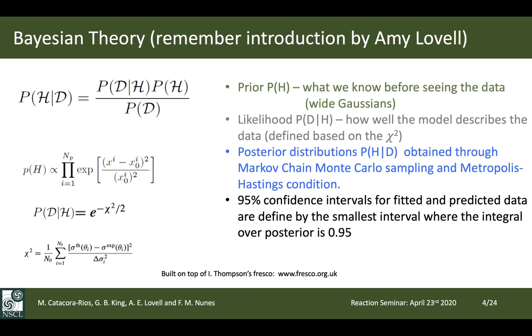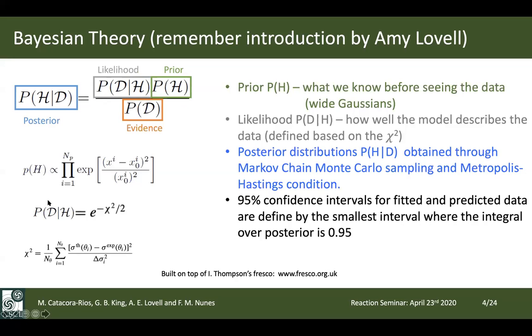So just a reminder of last Tuesday's talk by Amy. In this work, we will be making use of Bayes' theorem, which states that our posterior distribution is equal to our prior times the likelihood divided by the evidence. The prior is what we know before seeing the data. In our case, we use wide Gaussians.